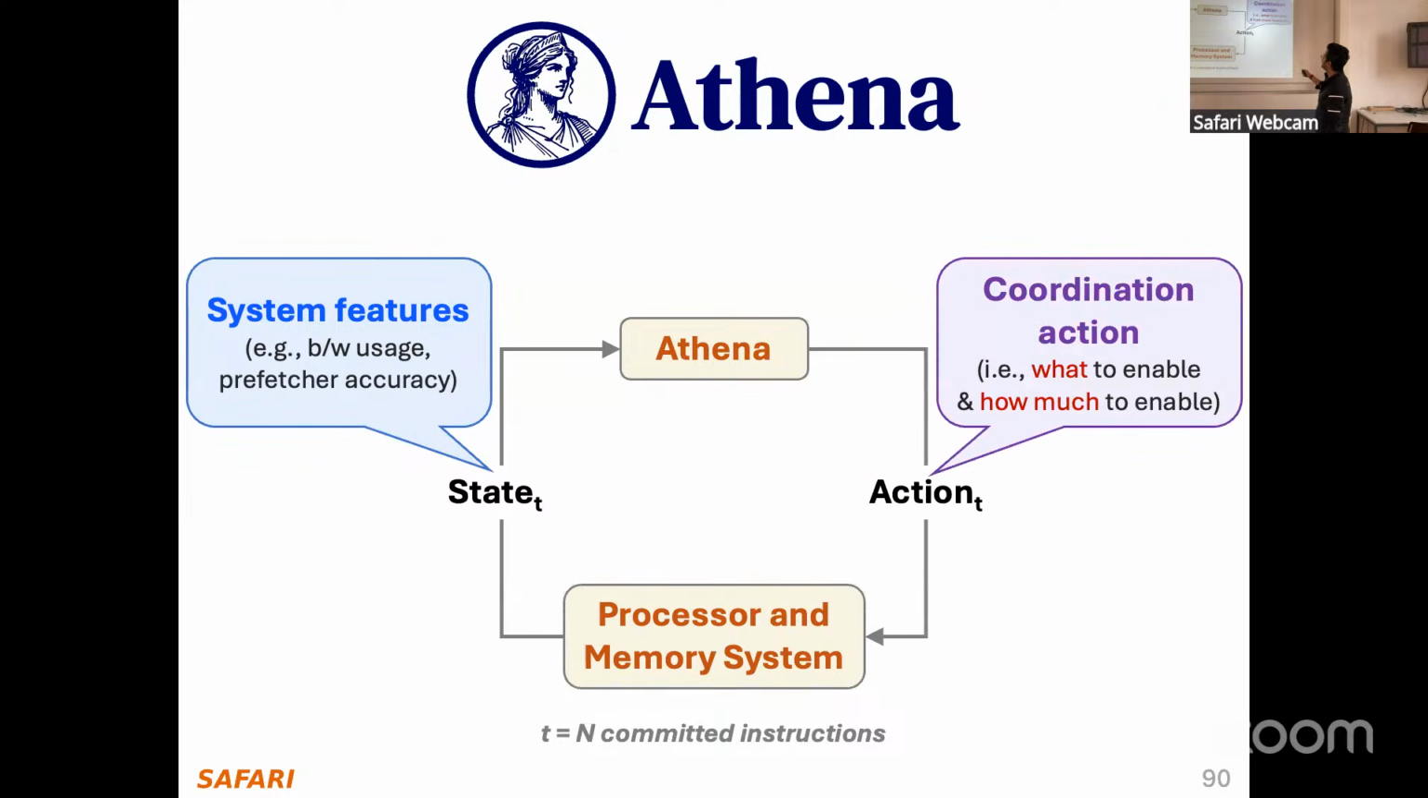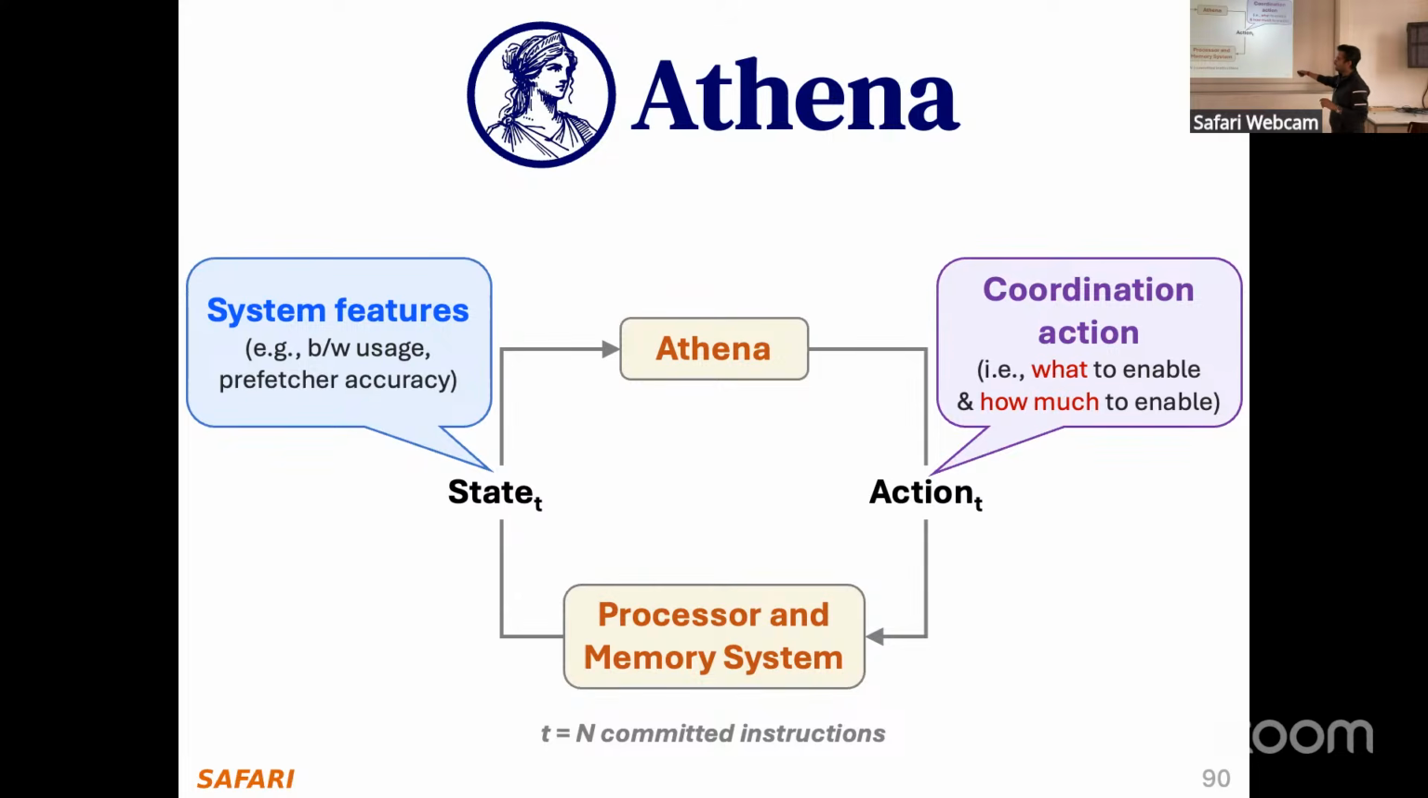In this case, the coordination decision is not only which of these mechanisms to enable or disable, but also, if you're enabling the prefetcher, what aggressiveness it should be enabled with. Should I be very aggressive? Should I be somewhere in the middle of the road? Should I be much less aggressive, or should I completely throttle it down? It can also do that.